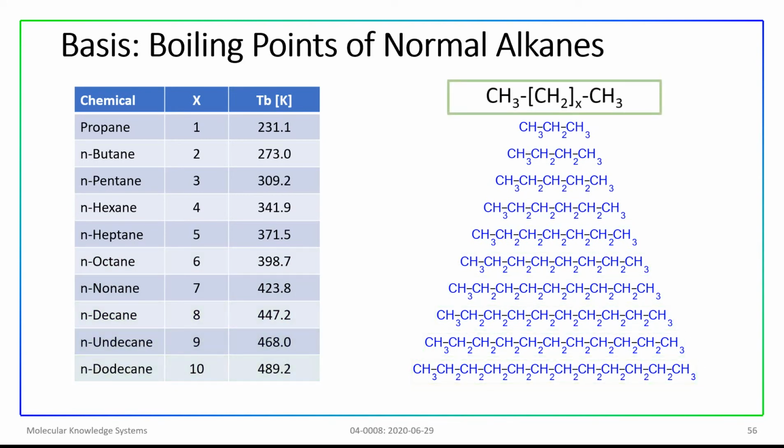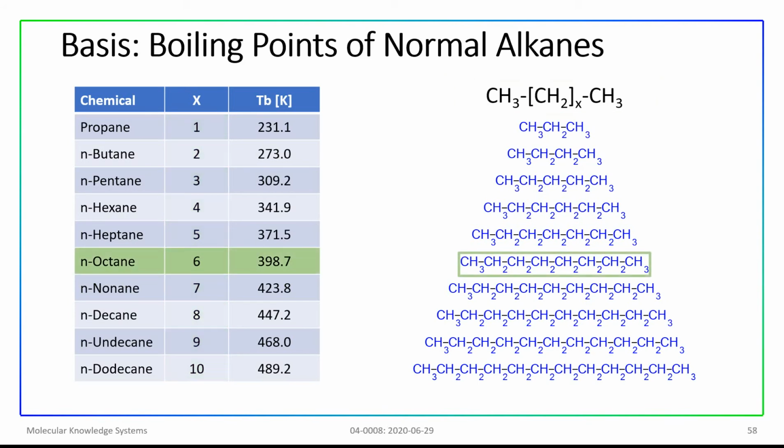Looking at these structures, we see they all form the common pattern, CH3 on one end, one or more CH2 groups in the middle, and another CH3 group at the other end. This is shown by the formula here, where the value x corresponds to the number of CH2 groups. For example, octane's molecular structure is a CH3 group connected to 6 CH2 groups connected to a final CH3 group.